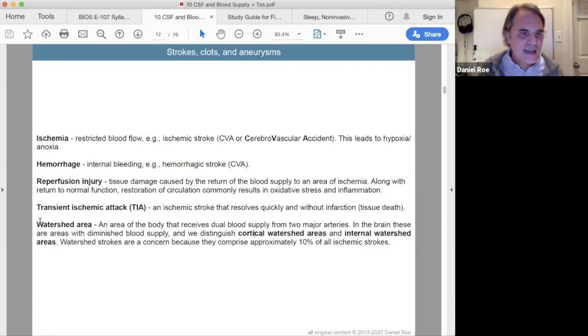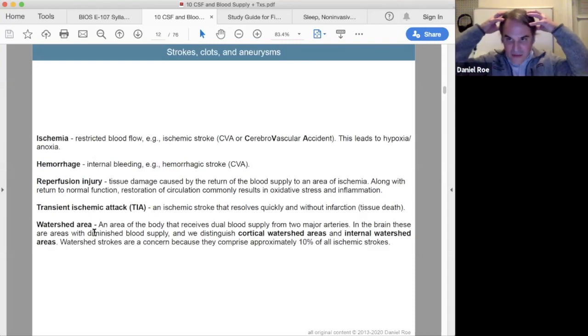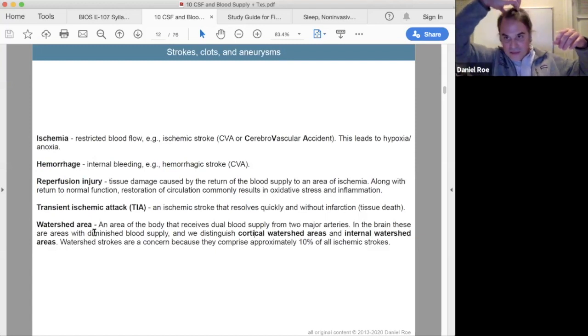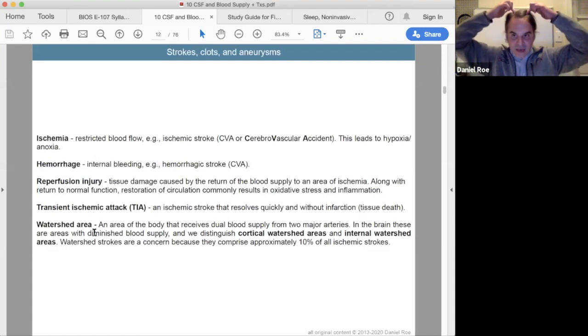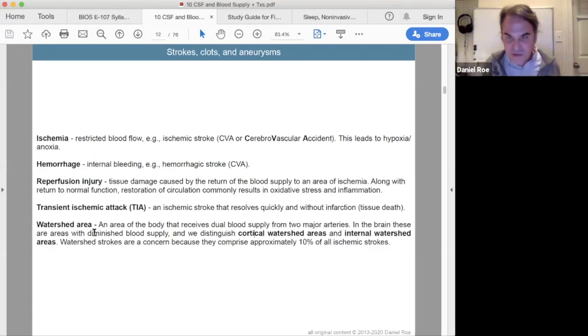And then finally, this concept of watershed area. It's kind of an important idea. It's a big idea. Strokes happen a lot in watershed areas, and these are areas where different arterial feeds meet. For example, the middle cerebral artery feeds the lateral aspect of the cerebral hemispheres. And then the anterior and posterior cerebral arteries get this part of the cerebral hemispheres, like the medial, just around the parasagittal portion of the cerebral hemispheres.